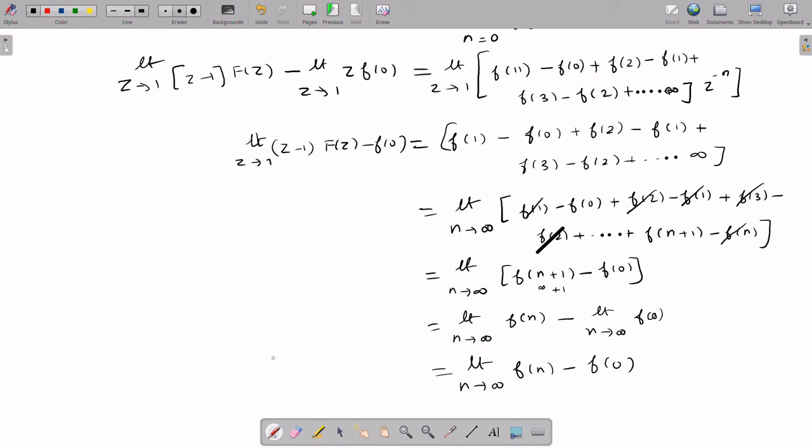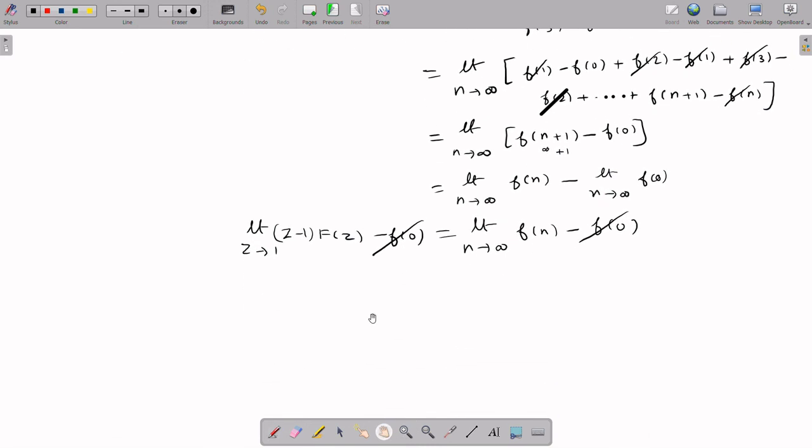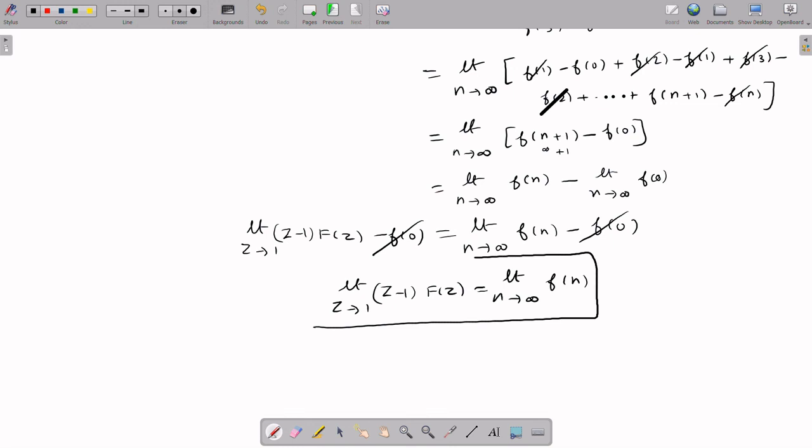What about your left hand side? Limit z tending to 1 of (z minus 1) f of z minus f at 0 is equal to this. Here, minus f at 0 and minus f at 0 get cancelled, and we achieve the required result. Limit z tending to 1 of (z minus 1) f of z is equal to limit n tending to infinity of f of n. This is our final value theorem on z transform.